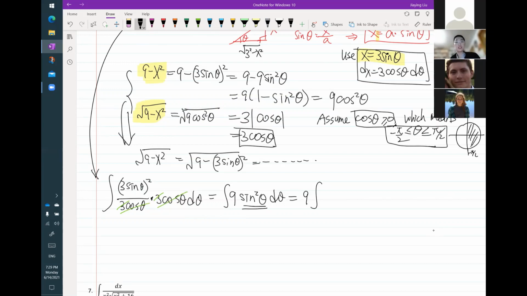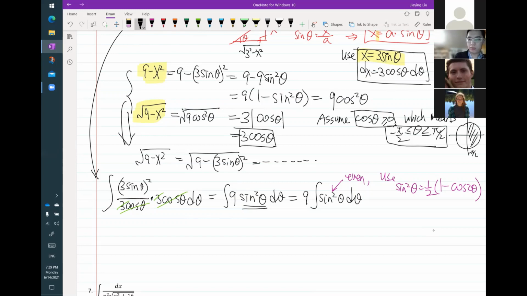I'd rewrite the sine squared. Well, let me just write down sine squared theta d theta. If the power of sine is even, we're going to have to use the identity to rewrite it using sine squared theta equals 1/2 times 1 minus cosine 2 theta. We're going to use that identity to rewrite it, so we can integrate each term.